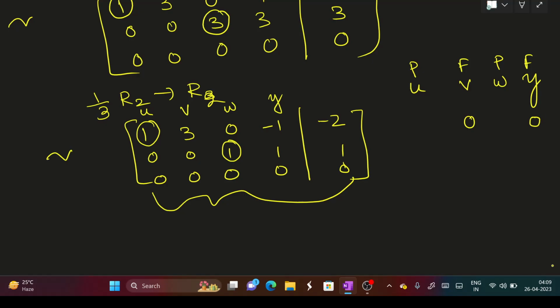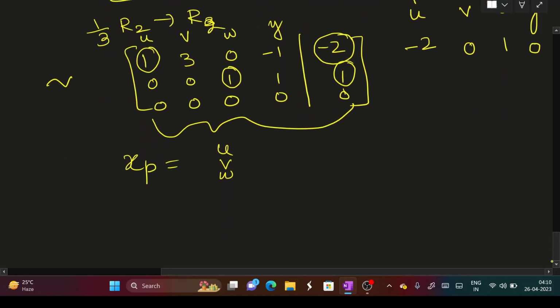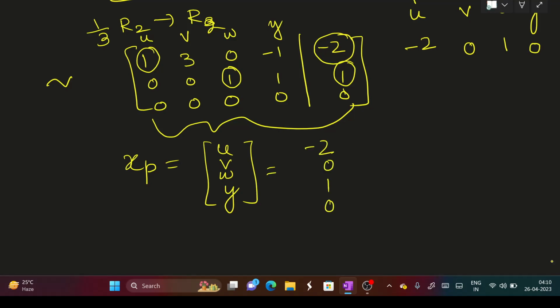Here U is a pivot variable. It is located in the first row. It is the pivot in the first row. So the first row of the RHS vector is minus 2. U value is minus 2. Similarly, W is a pivot variable and it is in the second row. So the second row of the RHS vector is my W value. So I got my 4 variables. So I got my XP. What is my XP? U, V, W, Y is equal to minus 2, 0, 1, 0.